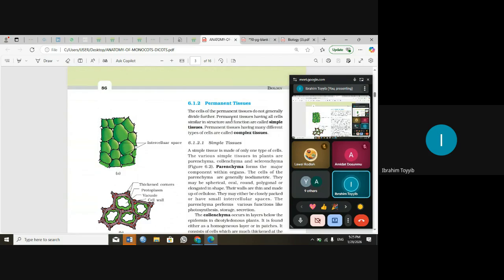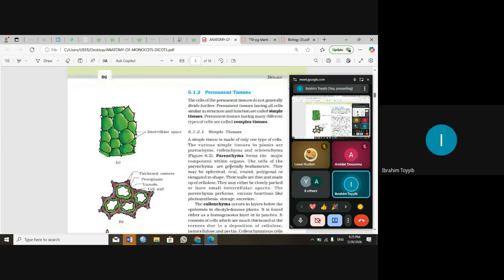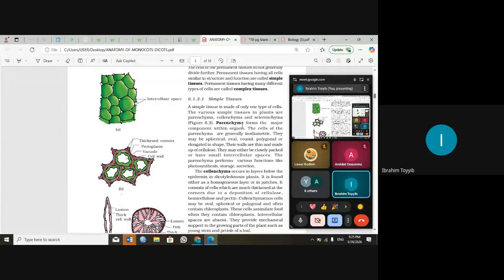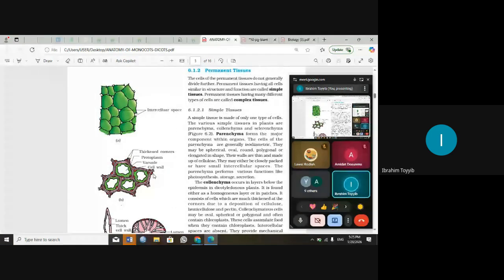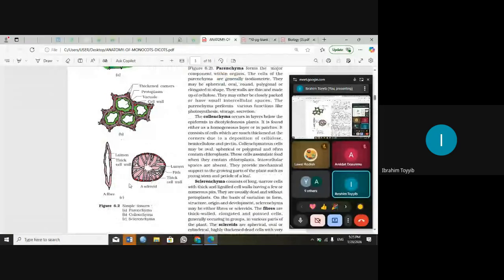And permanent tissue. Permanent tissue does not divide. It is made up of simple tissues and complex tissues. So let's look at simple tissues. Under simple tissues, we have three types. We have the parenchyma cells or tissue, the collenchyma cells or tissue, and the sclerenchyma cells or tissue. So this is the diagram of parenchyma tissue, this is collenchyma tissue, and this is sclerenchyma tissue. So these are simple tissues.